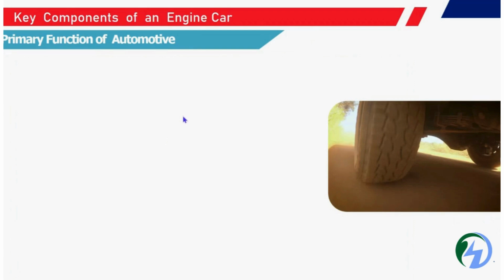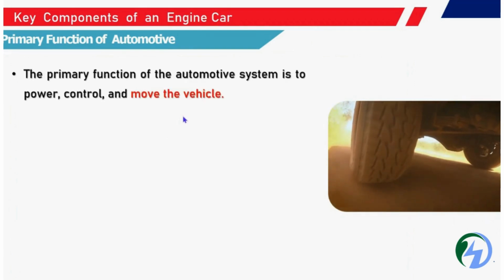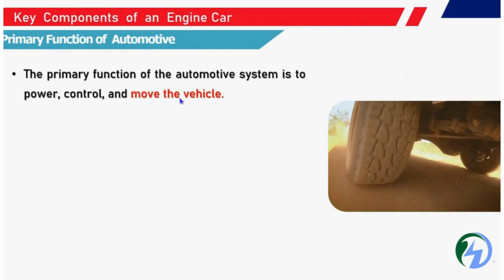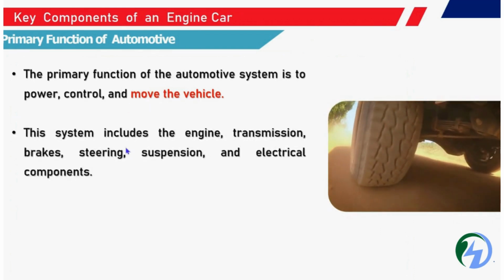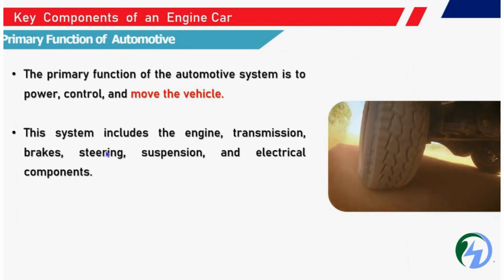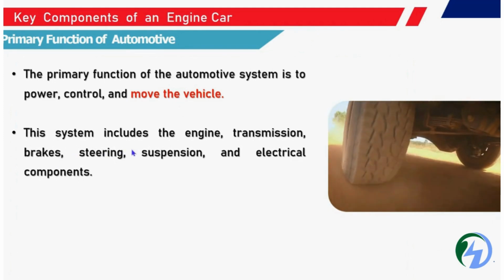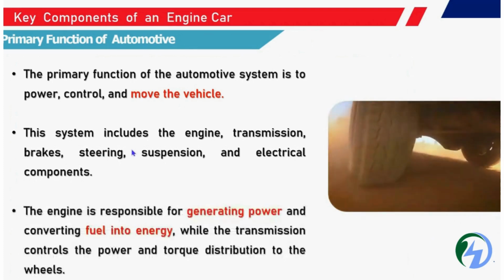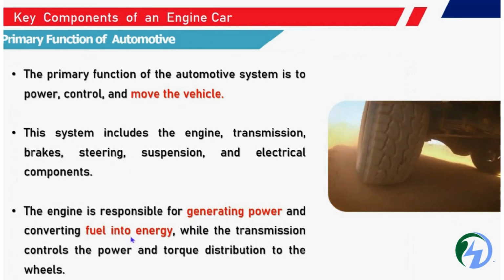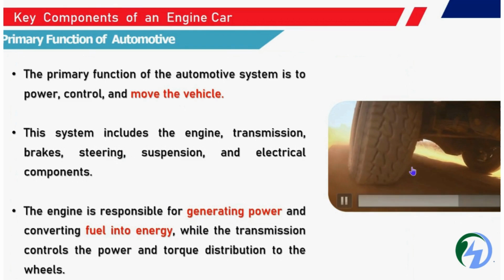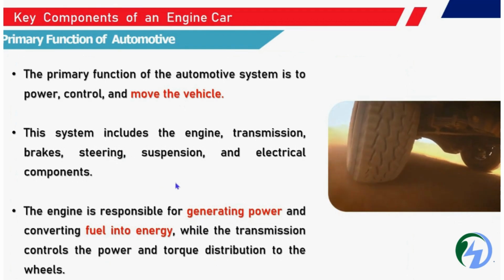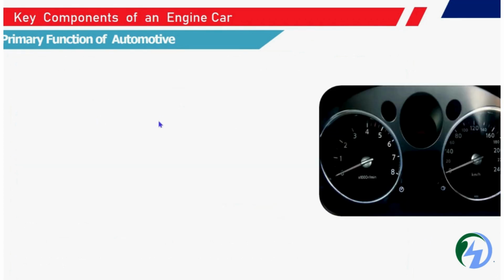So what are the fundamentals of the automotive? Generally, to power, control and move the vehicle. So here, as we discussed, the engine, transmission, brake, steering, suspension and some of the electrical components are majorly responsible for generating the power, and that will be converted from the fuel into energy when we are transferring the power, so that it will be generated on the wheels to make movement. So that's how the primary function of the automotive happens.